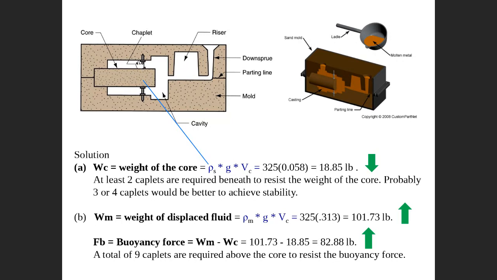So how many chaplets do you put? Every chaplet can support only 10. Then you need at least 9. You cannot say 8, because with 8 you would support more than 10 on each. So at least 9 chaplets are required above. This is the number of chaplets required below and the number of chaplets required above to support the core before you put the liquid and after you put the liquid. Any question? Clear?